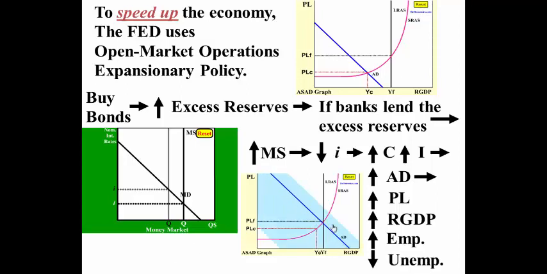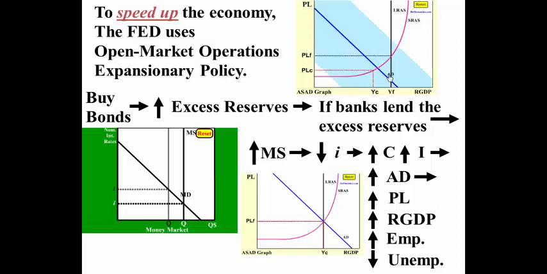So the ultimate goal of expansionary monetary policy is to buy bonds with the final effect of increasing aggregate demand, causing it to shift to the right, raising the price level, raising real GDP and national income, raising employment, and decreasing unemployment.